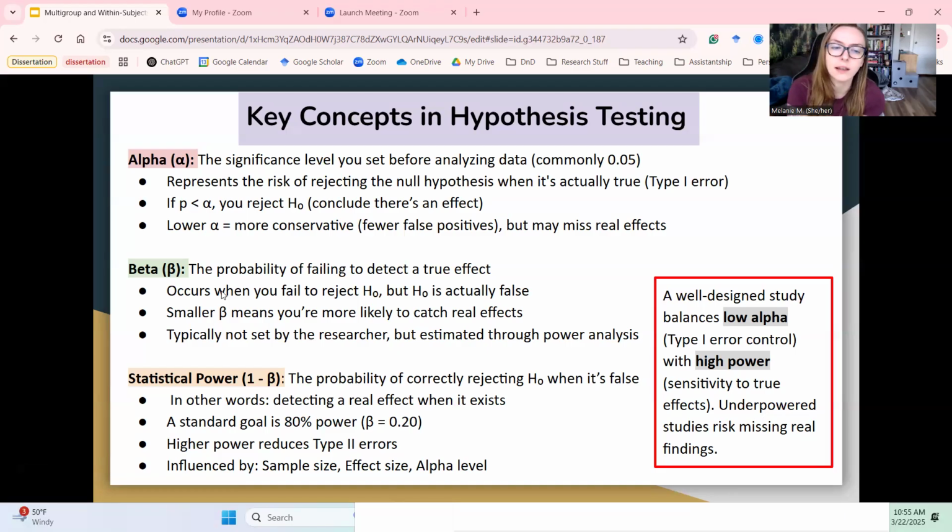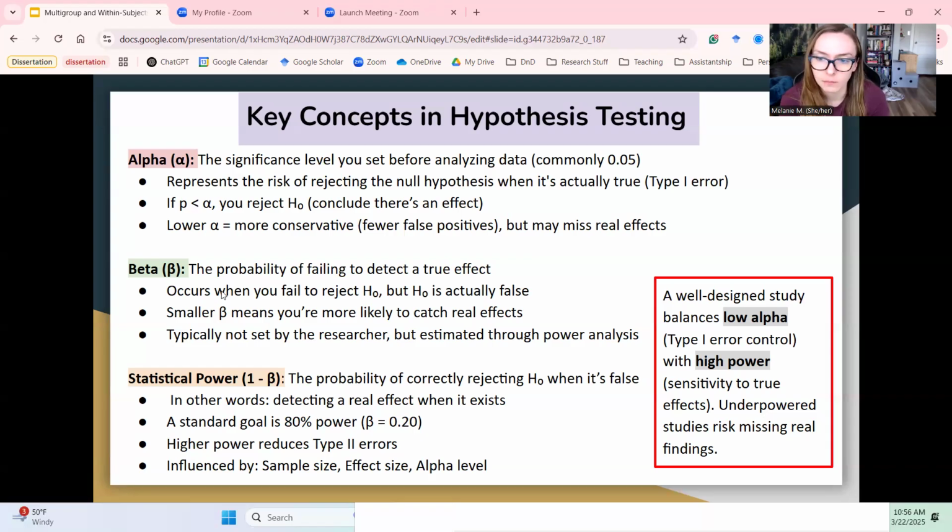So as the researcher, you usually don't set the beta. It's usually done through different types of power analyses, which is why you have to have a certain sample size to do different statistics. It's a little out of realm for what we're looking for in this course, so I won't make you know anything more than what's on this slide. But I want you to know that alpha is significance level, and I want you to know that beta is the probability of failing to detect the true effect. So you want a low beta.